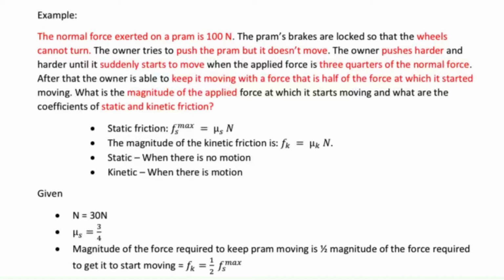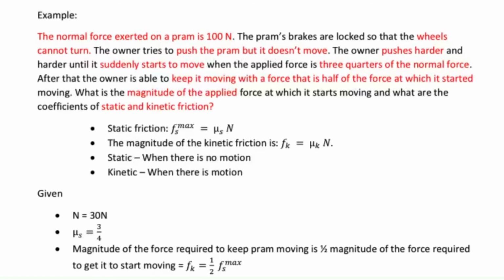Let's analyze it step by step. So the normal force exerted, it's 100 newtons. Let's write it down. And we are told the pram's brakes are locked, so the wheels cannot turn. The owner tries to push it harder, and all of a sudden, it still does not move. You can see that we are applying force to it, and we put in friction, but it does not move. So I'm sensing static friction, friction due to no motion.